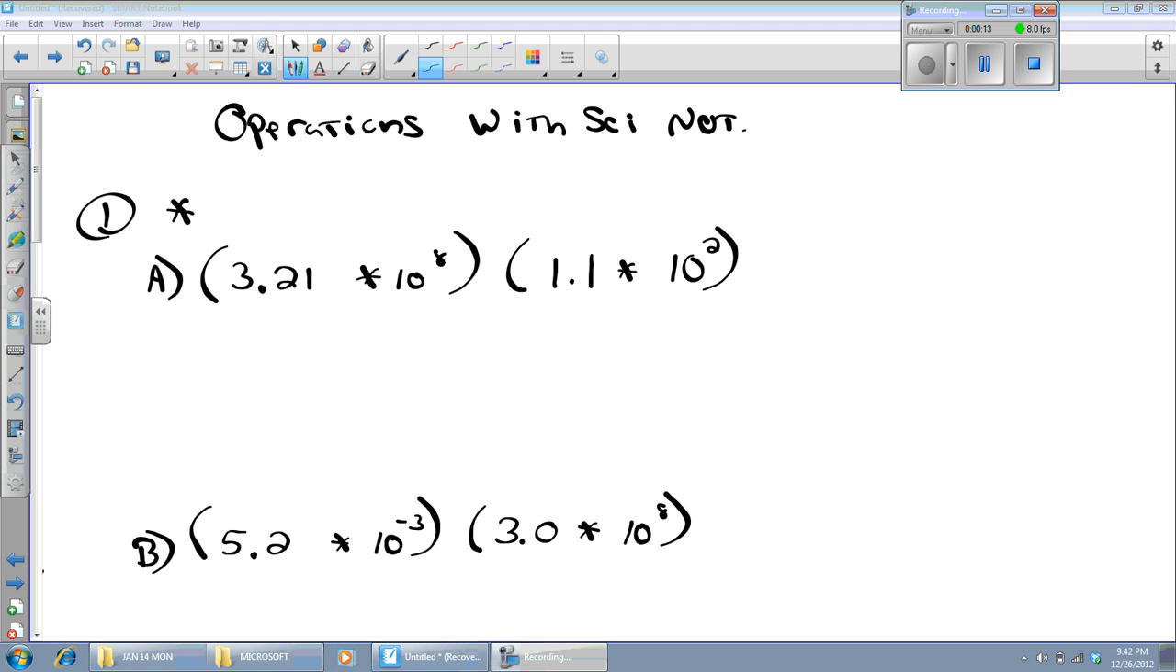Actually, it's just part 2 of scientific notation. We're going to be doing operations, which we haven't done before. And I'm going to start off with multiplication and division because they are so simple.